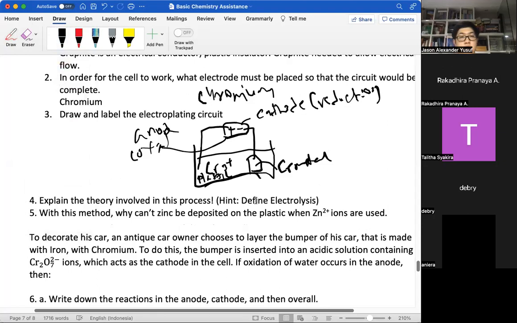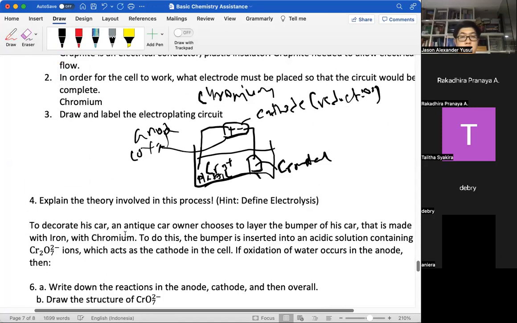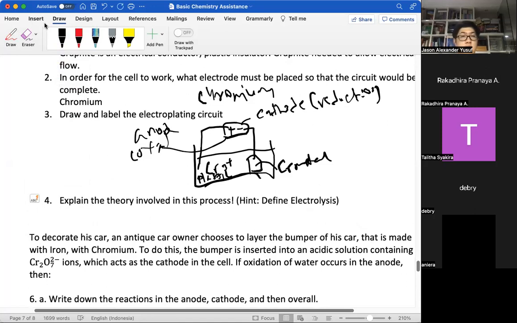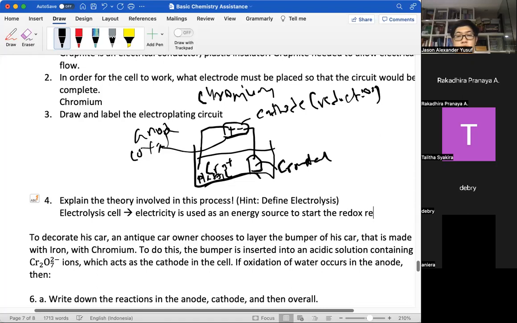And your positive here is your anode, where oxidation takes place. Okay, in order to make it quick, I'll just skip through this one and explain the theory involved in this process. This is known as an electrolysis cell, where electricity is used as an energy source to start the reaction. So that means the reaction that occurs here is not spontaneous. We need the electricity to give the energy, right?